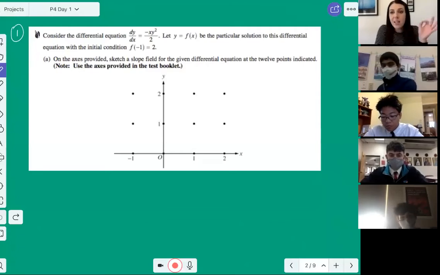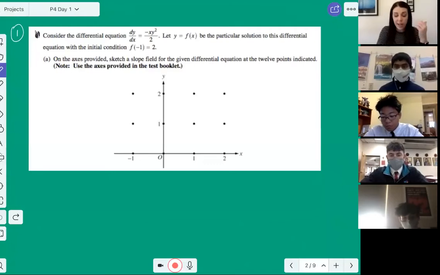That has nothing to do with find the particular solution. This question is not asking you to find the particular solution. You should not be doing separate, integrate, isolate at all. That would be totally irrelevant to this question. What we're going to do is we're actually going to sketch what's called a slope field.